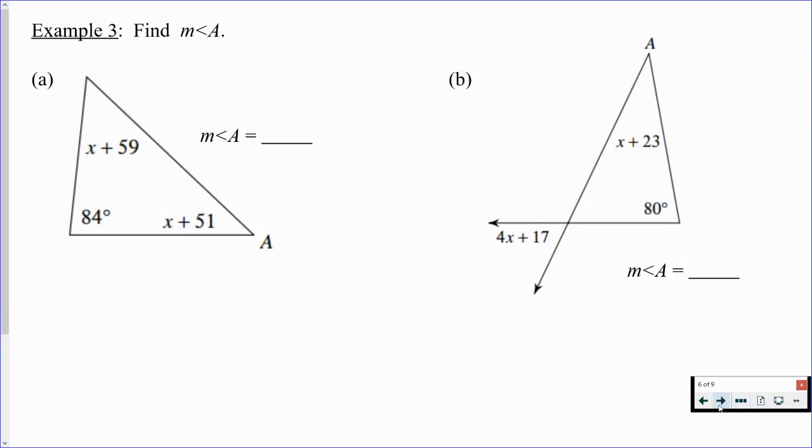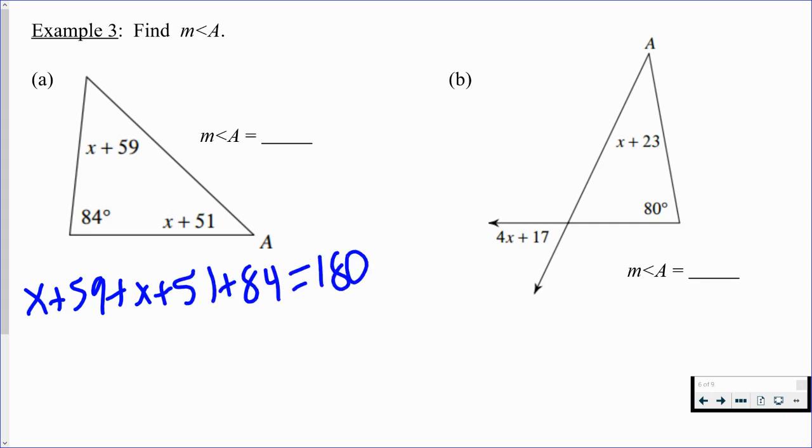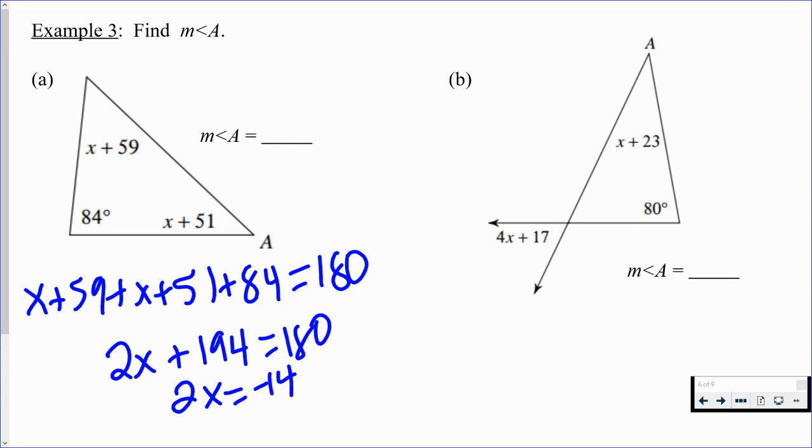So we know that the total should be 180. So let's add x plus 59 plus x plus 51 plus 84 equal to 180. Okay, let's combine our like terms. If we take 59 plus 51 plus 84, that gives us 194. So we have 2x plus 194 equals 180. Then we want to subtract 194. That's going to give us -14. So 2x equals -14. Divide by 2, and x equals -7.